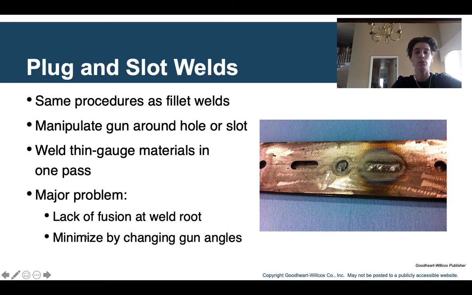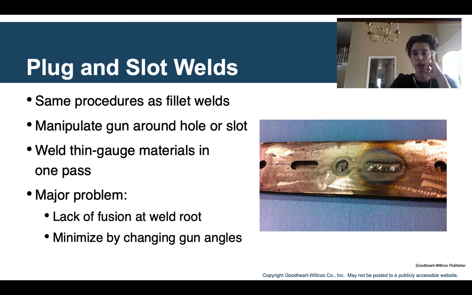The big problem with welding like this is lack of fusion at the weld root. You'll weld to the top plate, but won't get that fusion down to the bottom plate. So sometimes you need a really aggressive gun angle to make sure you get in there. That's going to be the best way to avoid that, and maybe kick up the voltage a little bit, is something that I do pretty often.